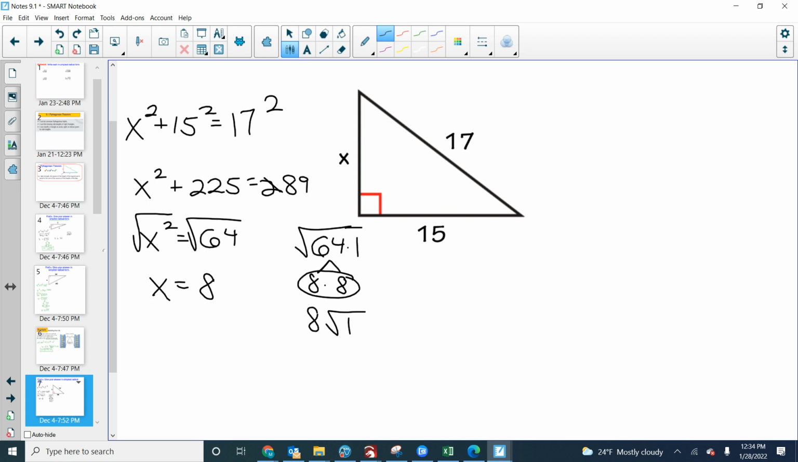There's actually a 1 in there. Now, what I want you to write is 8 radical 1. It depends whose quiz it is. But no, 8 radical 1. Radical 1 is just 1. Just write 8. X equals 8. So the sides of this triangle are 8, 15, and 17.